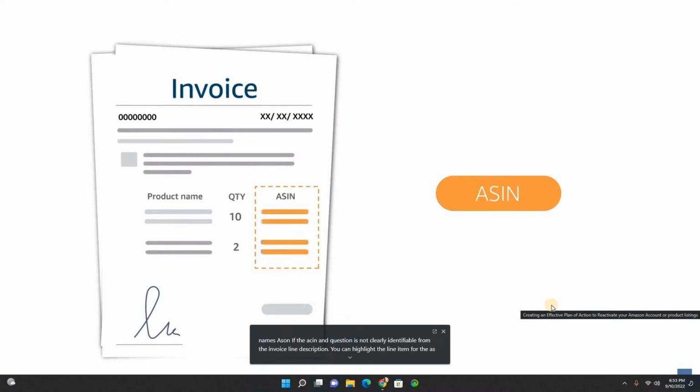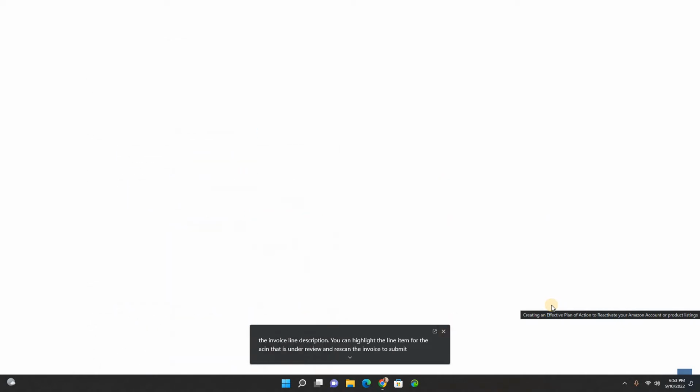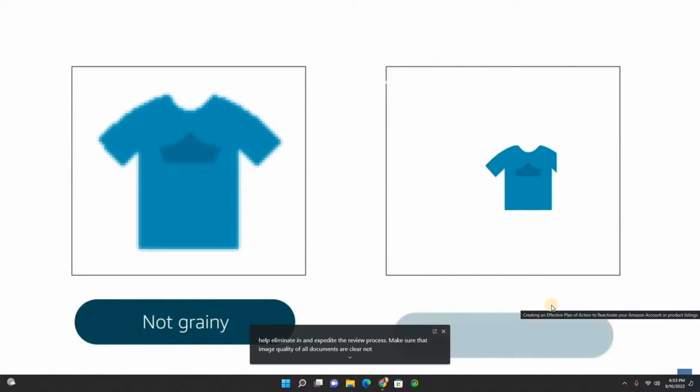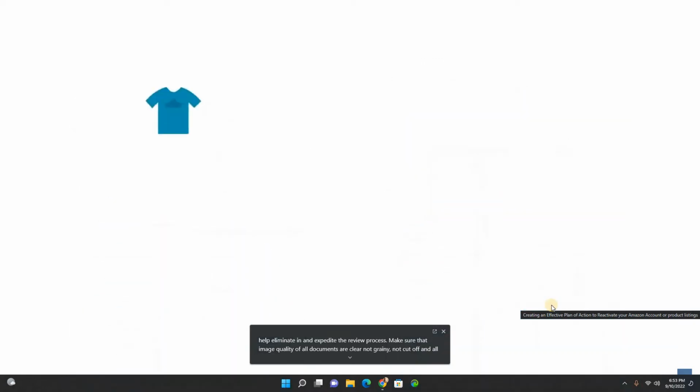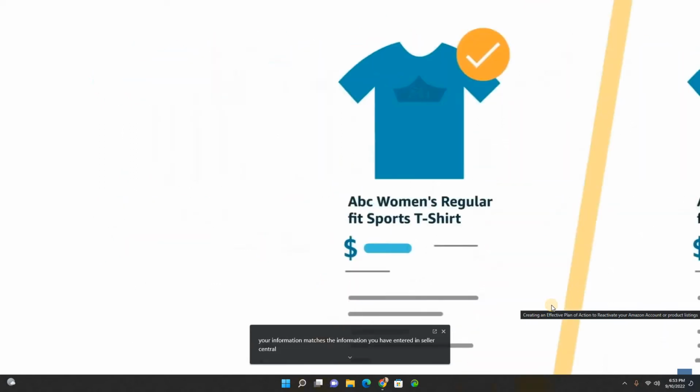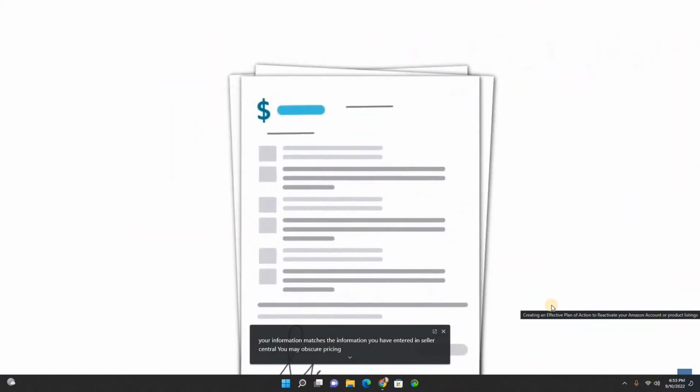That will help describe the opportunity, the cost of competition, and likelihood of success. This will help eliminate confusion and expedite the review process. Make sure the image quality of all documents are clear, not grainy, not cut off, and all your product information matches the information you have entered in Seller Central. You can see the click share for the top 5 and top 20 brands and products. Great Homes sees that this niche has a high number of customer reviews, and low successful item launch rate, and no new products launched in the last 90 days. You may obscure pricing information, but you are encouraged to highlight the item under review.